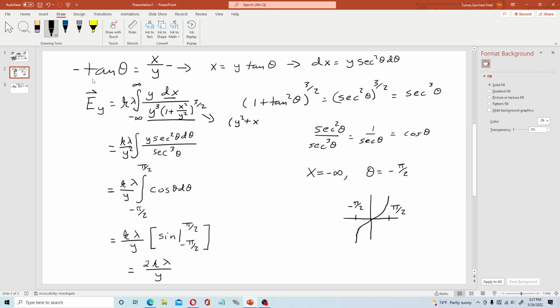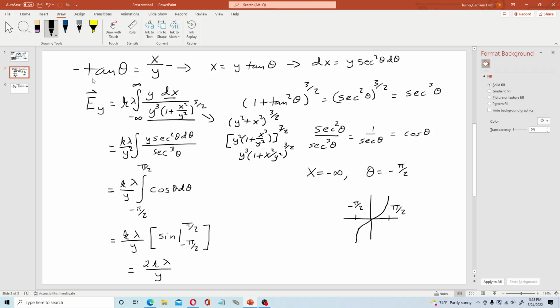I have y squared plus x squared to the 3/2. And what I'm going to do is factor out a y squared. So this is going to be y squared times 1 plus x squared over y squared, all still to the 3/2. And my y squared to the 3/2, the squared and the 1/2 in the power are going to undo each other, and I'm just going to be left with y cubed. So this is going to be y cubed times 1 plus x squared over y squared to the 3/2.